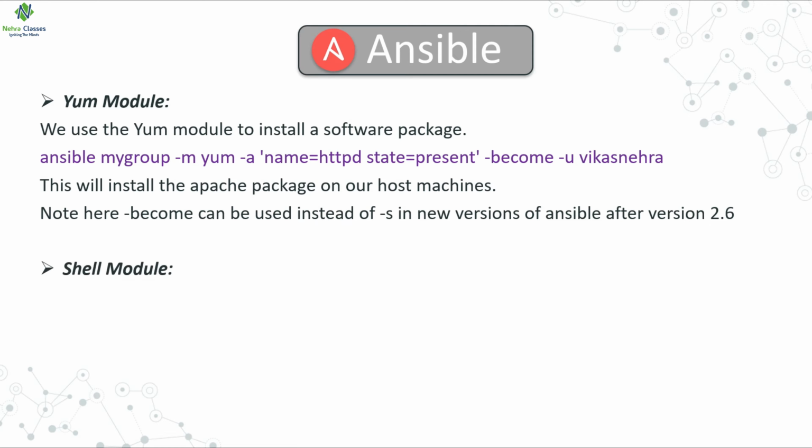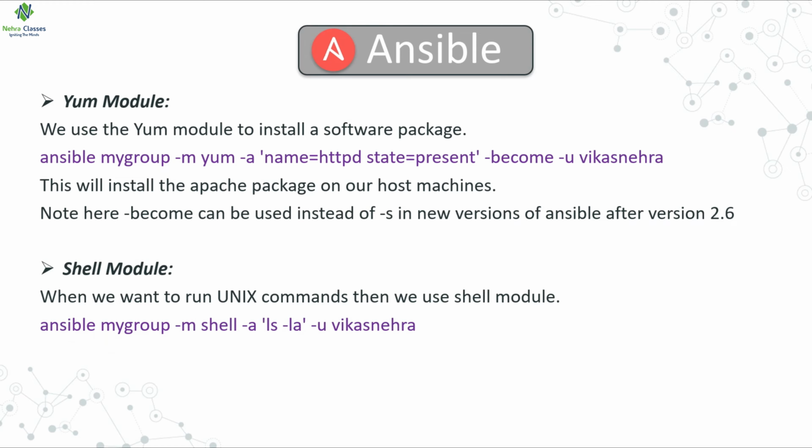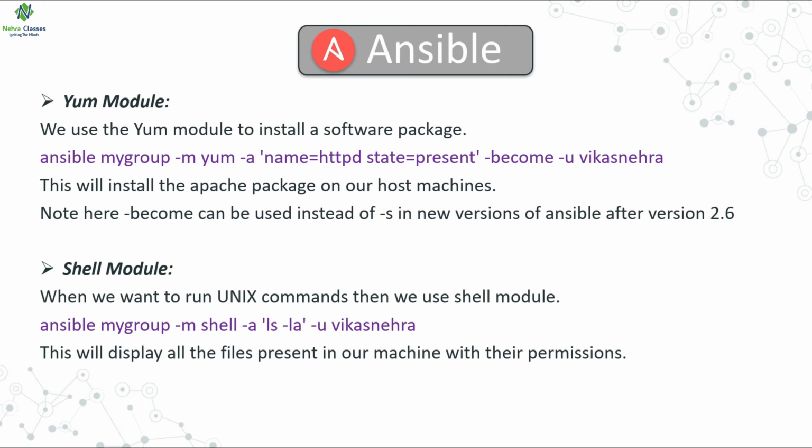The next module is the shell module. When we want to run Unix commands, then we use the shell module. To use this module, again the procedure is same. We write ansible, after that we mention the group name, then we mention the shell module name with option -m. We write there shell, and after that we mention the argument with option -a, and there we can mention the command that we want to execute. This will display all the files present in our machine with their permissions. So for that we will mention ls -la in the argument field.